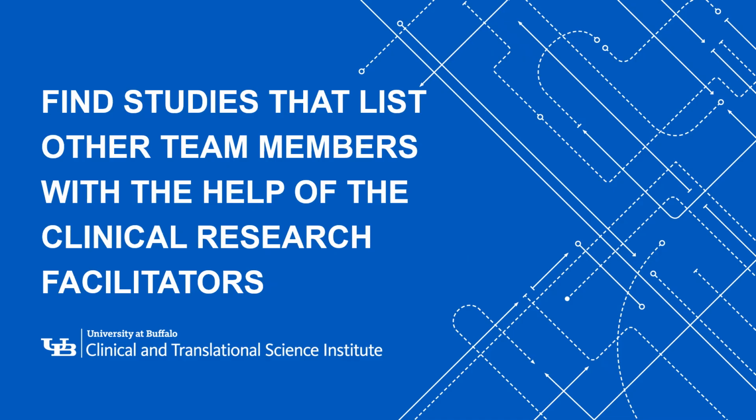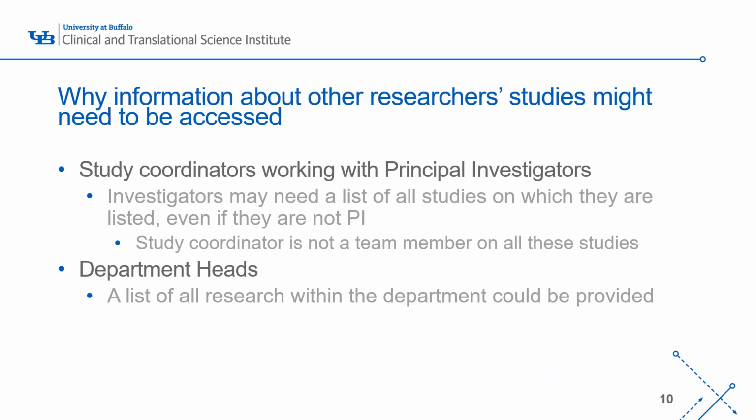Finding studies that list other team members besides yourself with the help of clinical research facilitators. It may be necessary for some research team members to learn about studies on which other UB staff are active. Study coordinators are sometimes tasked with obtaining this kind of information for the PIs with whom they work. You can learn not only the studies on which the investigator is listed as PI, but any studies on which they are listed as a study team member.